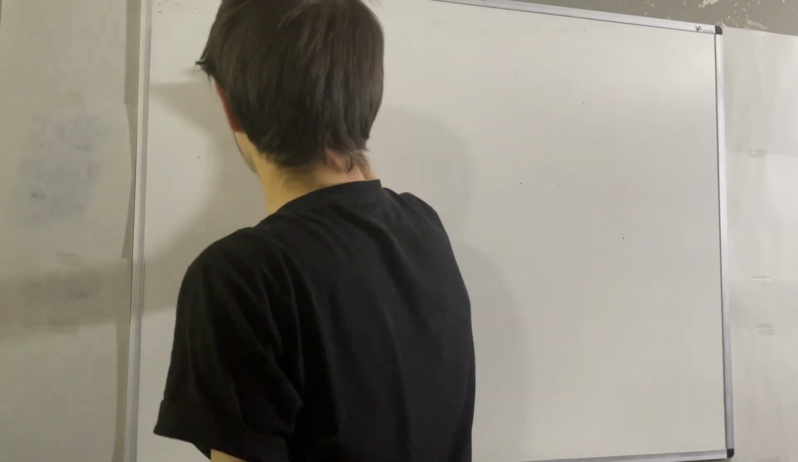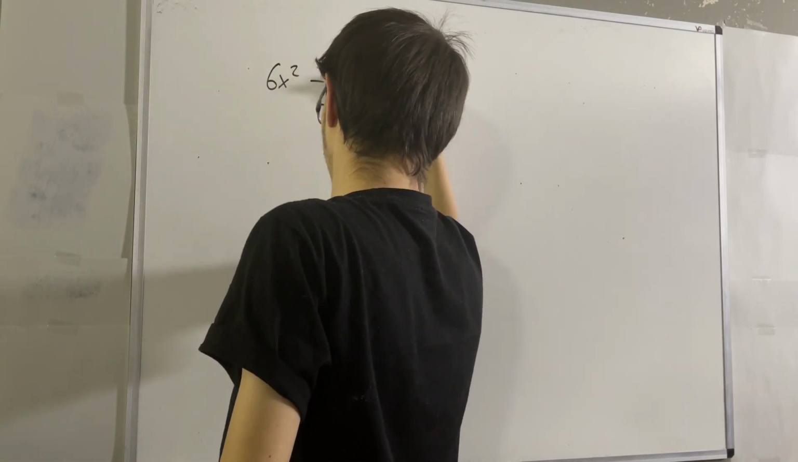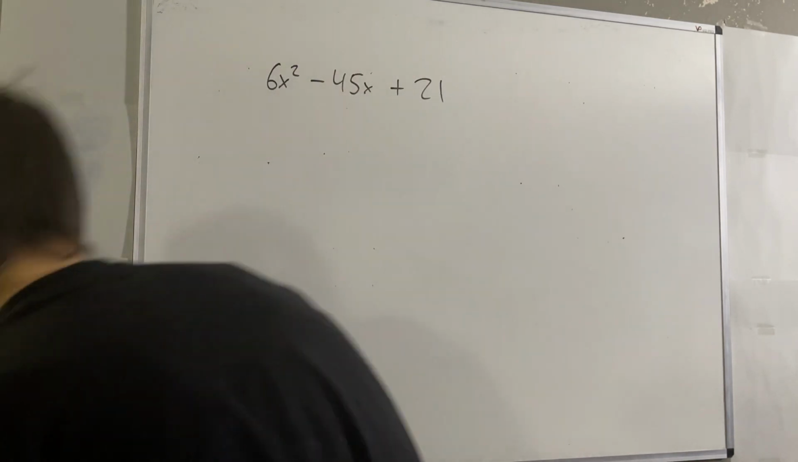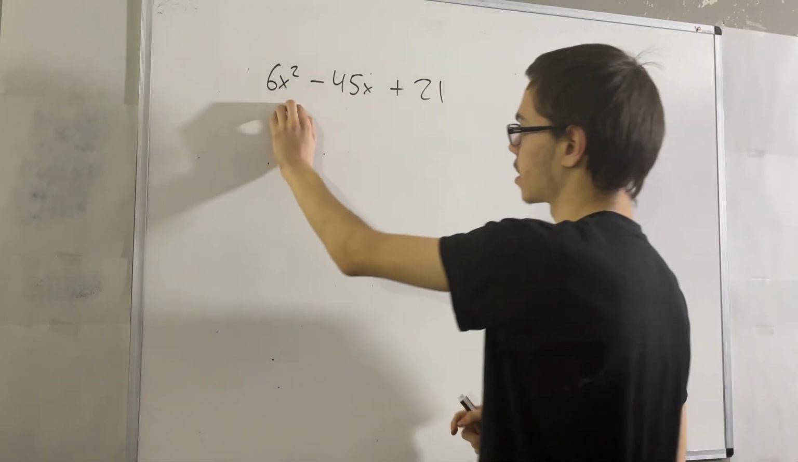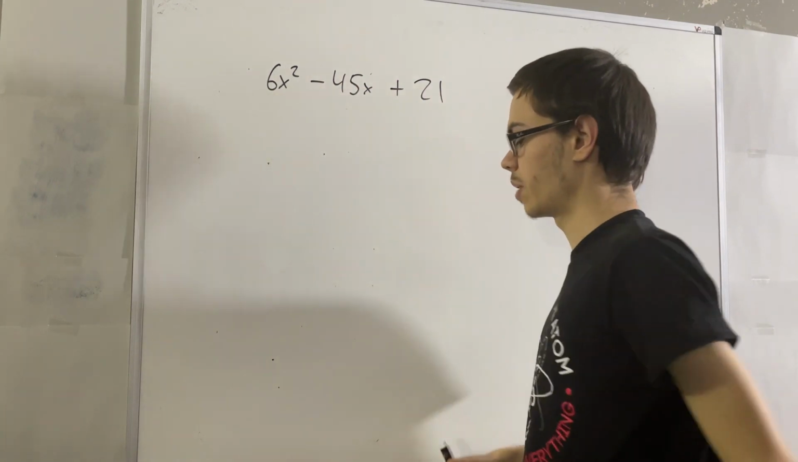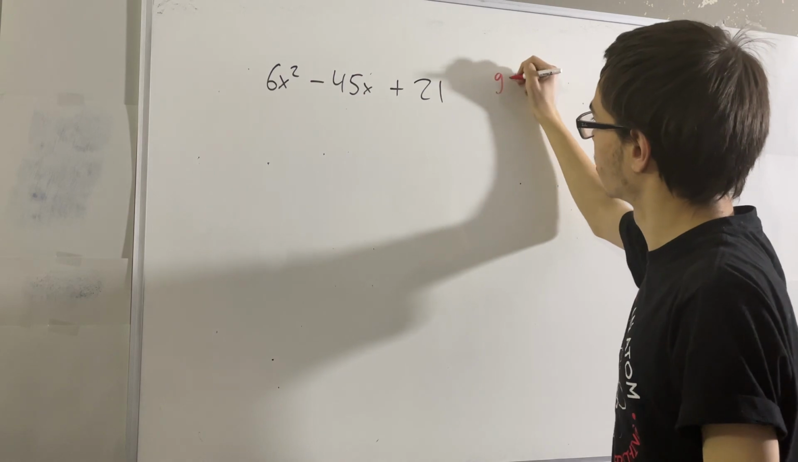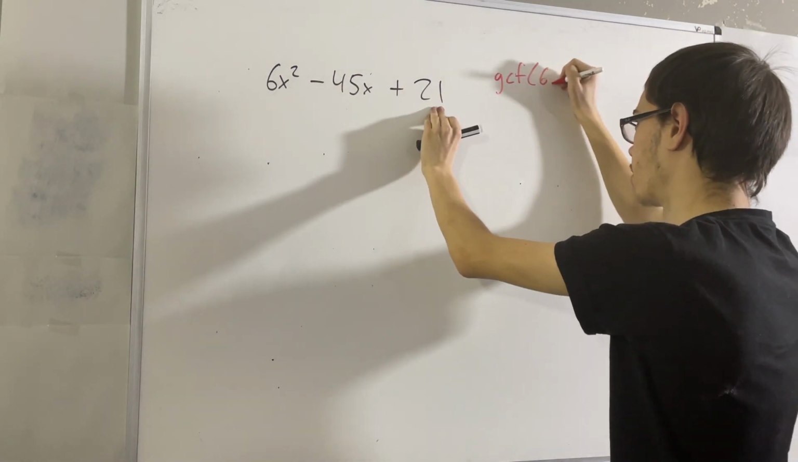For our next example, we have 6x squared minus 45x plus 21. Again, this is in the form of ax squared plus bx plus c, so we have to see whether or not there's a greatest common factor between each of our three numbers. In this case, 6, 45, and 21.